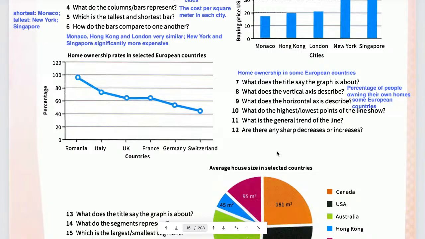The highest point of the line shown is Romania. The percentage of Romania, and the lowest is Switzerland. Yeah, what kind of percentage here? I know you understand that. I know you're right, but the way you explain that is not correct.